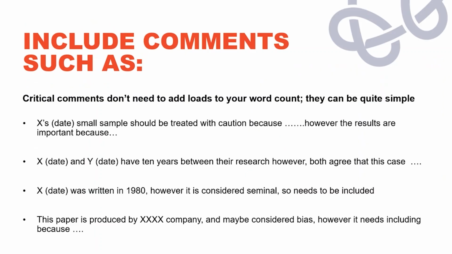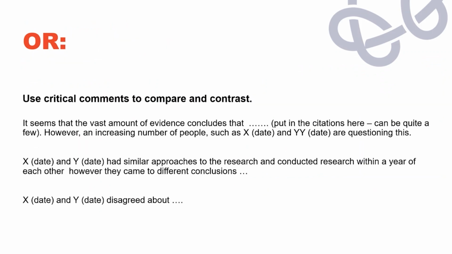These are an example of some comments which you could use to be critical. So you can see what we've got there. For example, let's look at the third one. X was written in 1980. However, it was considered seminal, so needed to be included. So they're examples of how you can write critical comments. You can see it's not adding a lot to your word count because they're a sentence and a half. So always keep things simple. Don't try and overcomplicate it.